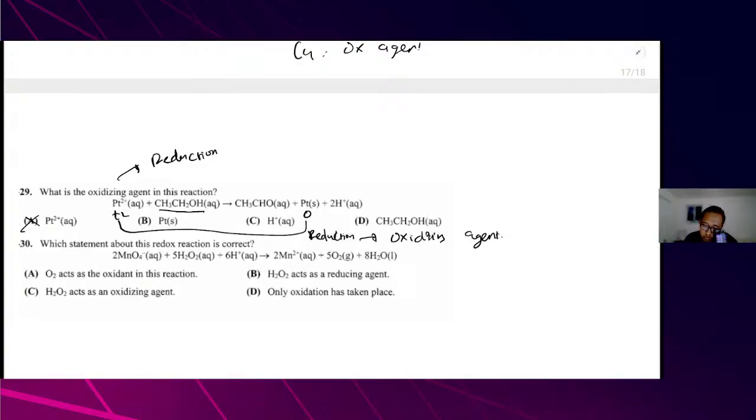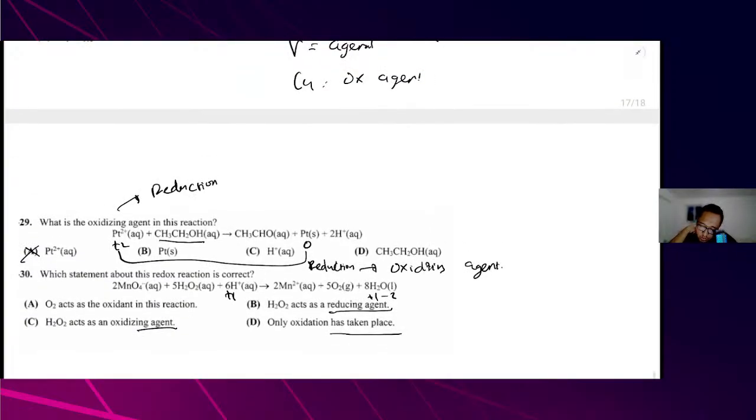Which statement about this reaction is correct? O2 as the oxidant in this reaction. H2O2 acts as oxidation agent, reducing agent. Only oxidation has taken place. Okay, let's see. This is plus 1, right? And then this one is minus 2 plus 1. Okay, there is no change. How about this one? This one is 0. How about this one? This is minus 4 and then plus.